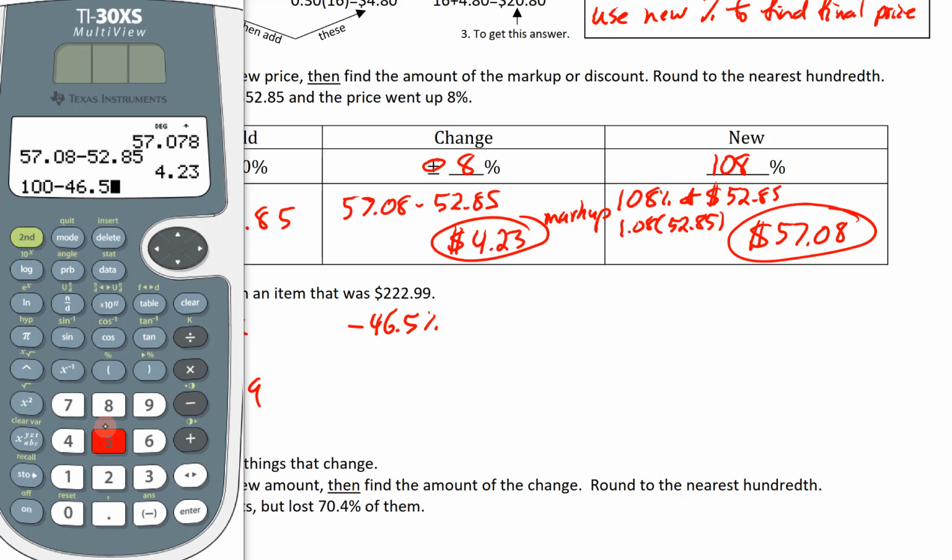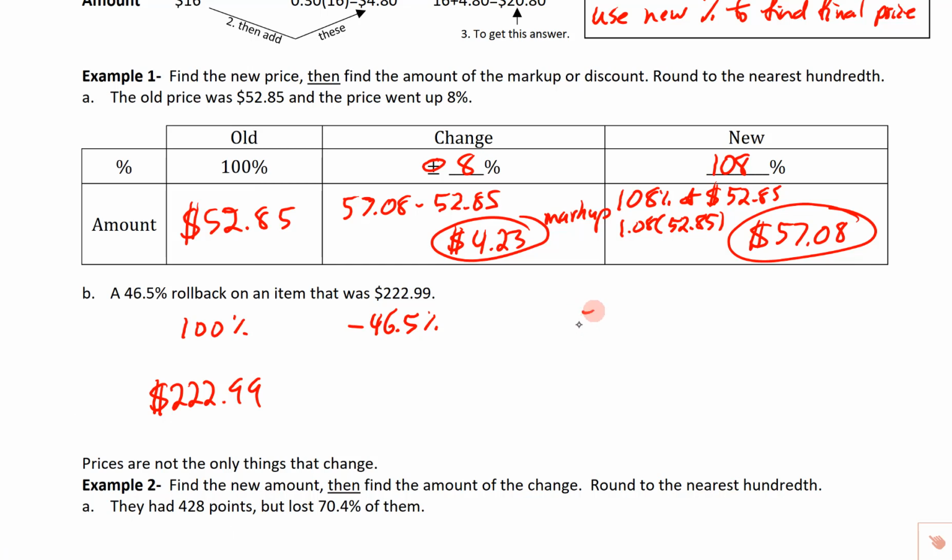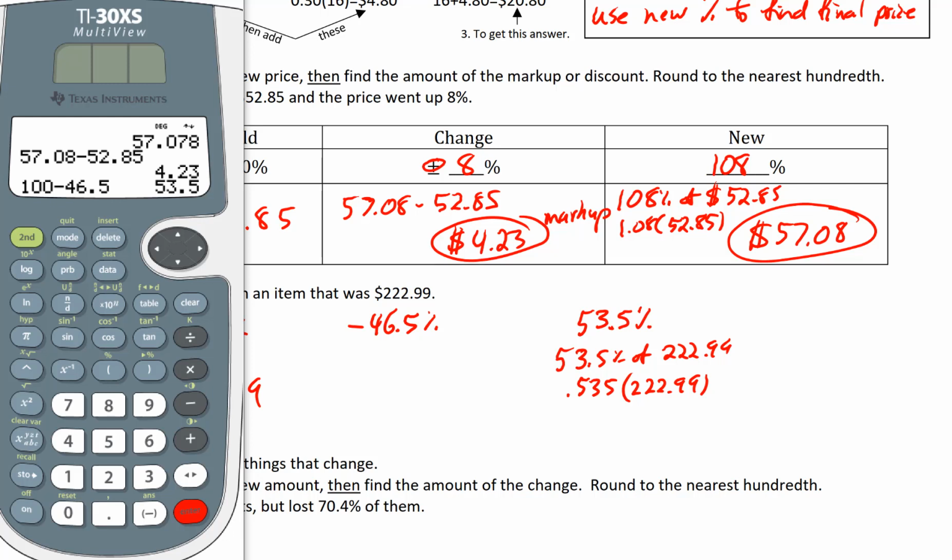Now you might be pretty good and can figure that out in your head. That's awesome. So it's 53.5%. So we only end up paying 53.5% of the original price. So we want to know what is 53.5% of that original price. So 53.5% of the original price of $222.99. So we'll move that over 2 places. So we're going to have 0.535 times 222.99, and that's what we'll type into the calculator.